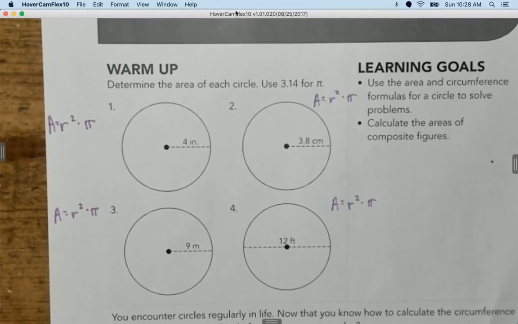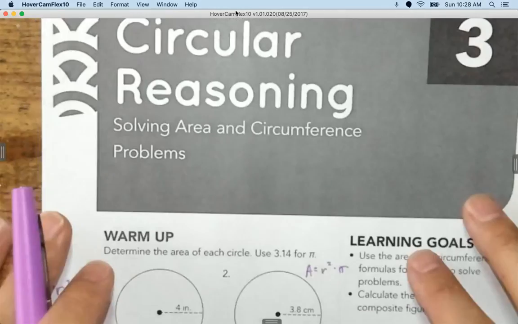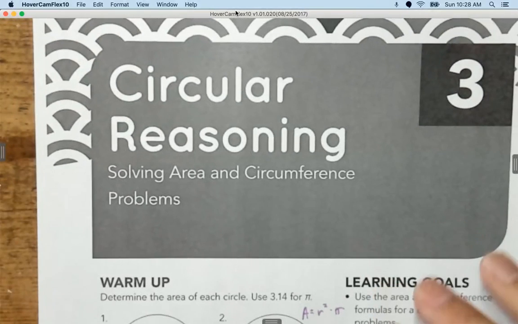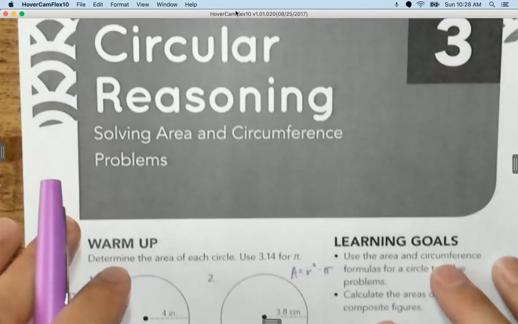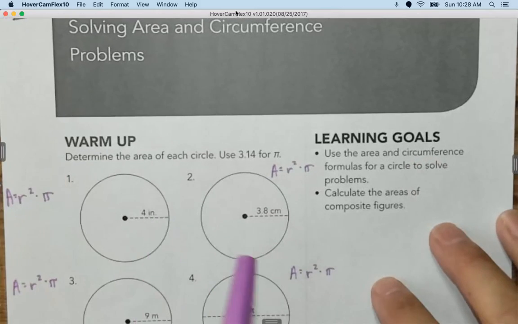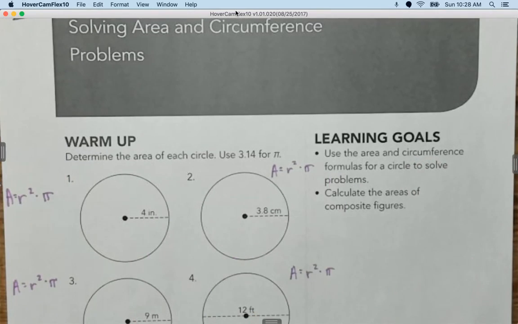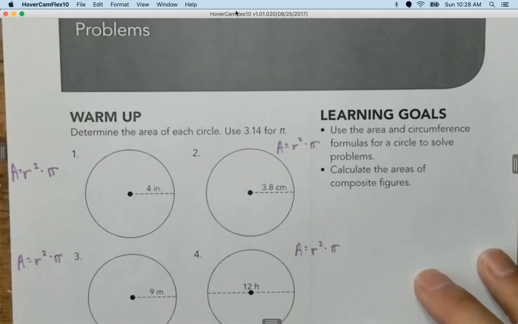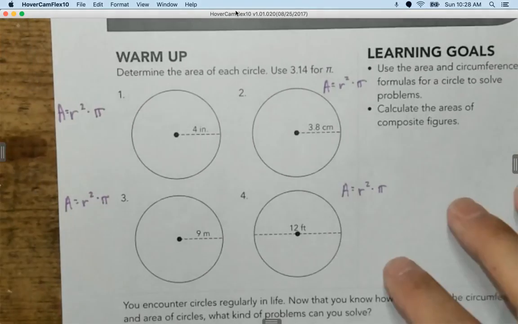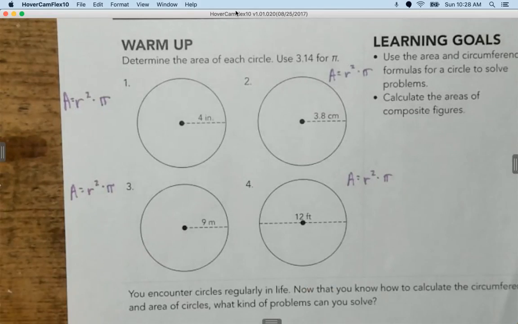All right, so we are on to Circular Reasoning, Section 3, solving area and circumference problems. The learning goals of this section were to use the area and circumference formulas to solve problems for a circle, and also to calculate the areas of composite figures. Okay, the warm-up: determine the area of each circle, use 3.14 for pi.